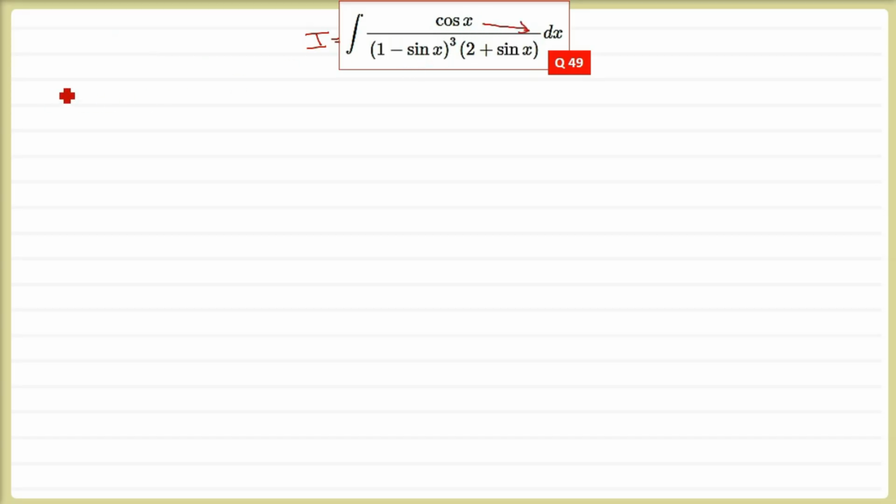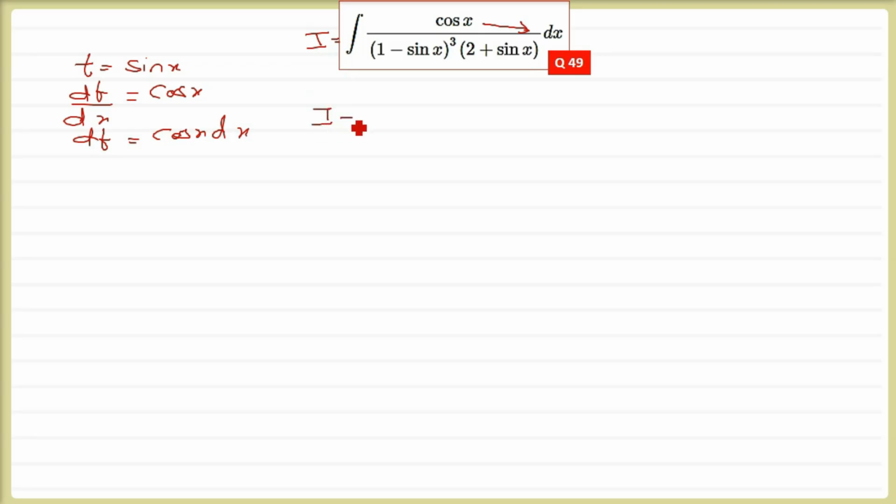So we need this cos x dx in the numerator. For that, we already have a sin x in the denominator. So we'll take t equals sin x, dt by dx will come as cos x. That means cos x dx will be equal to dt. This is the first thing.